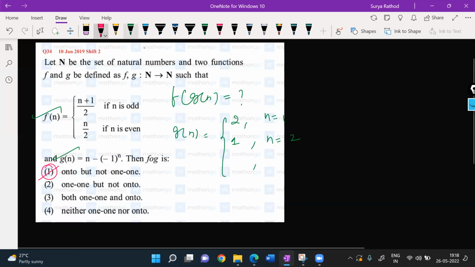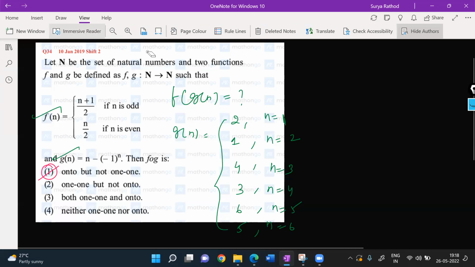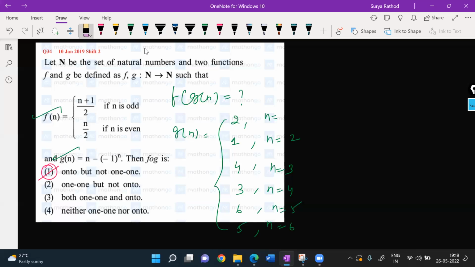Brilliant. So if n is equal to 3, it is going to be 4. If n is equal to 4, it is going to be 3. If n is equal to 5, it is going to be 6. If n is equal to 6, it is going to be 5. This is how I get the g of n function. Correct? Brilliant.